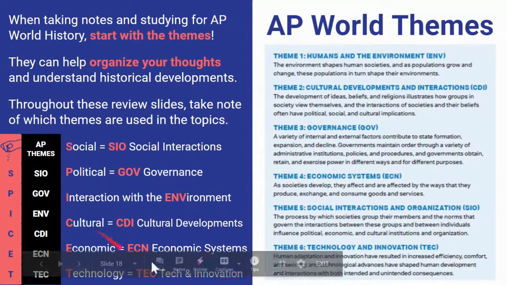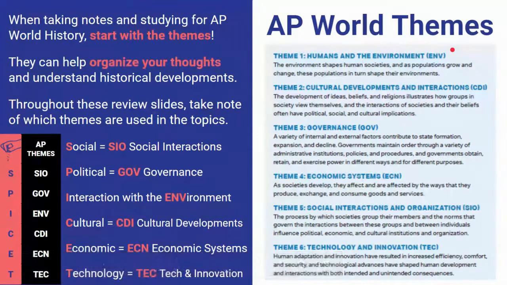So again, just a reminder that all of this is rooted in the CED and these themes, and I would encourage you to use these themes to organize your studying and your notes, because they allow you to see the common threads that exist between these different stories as we go through them.